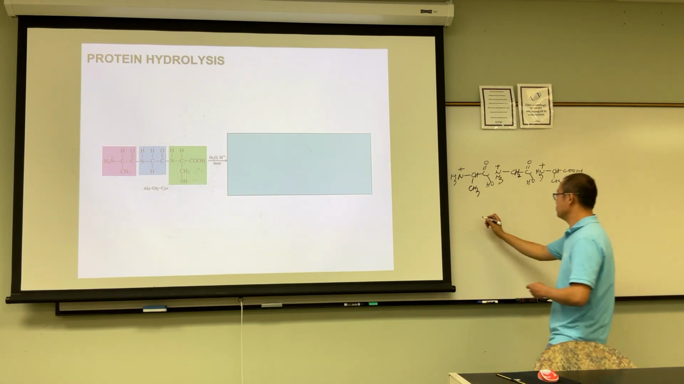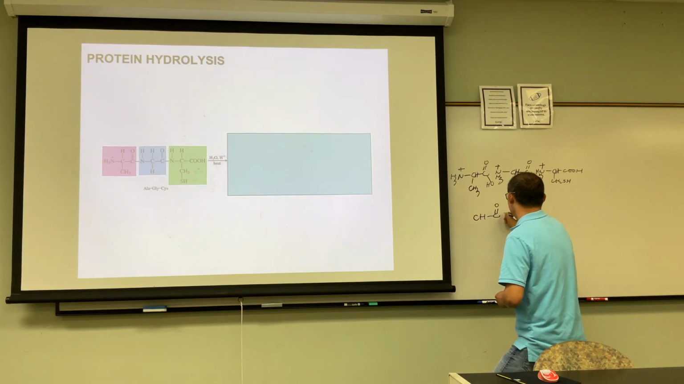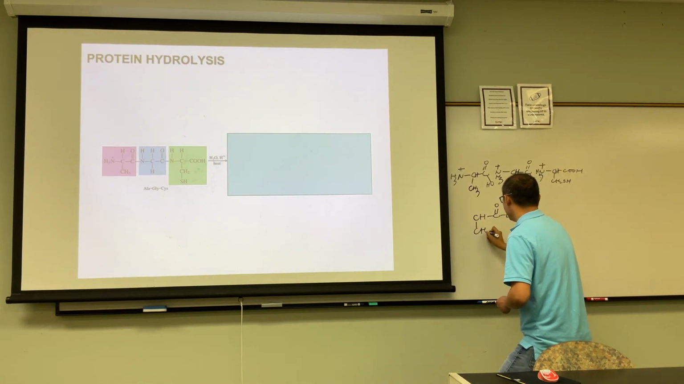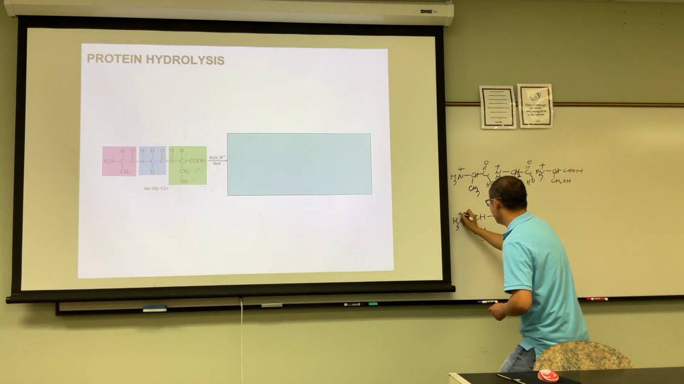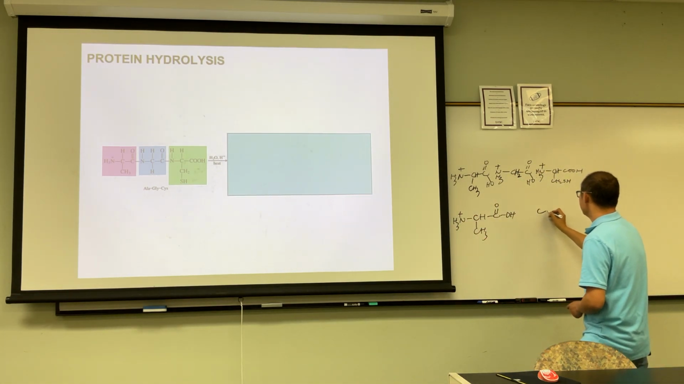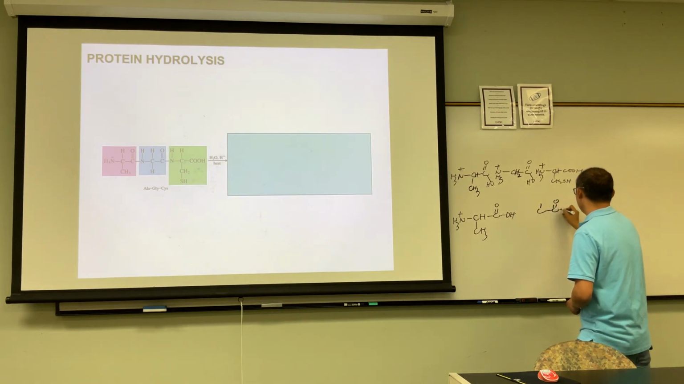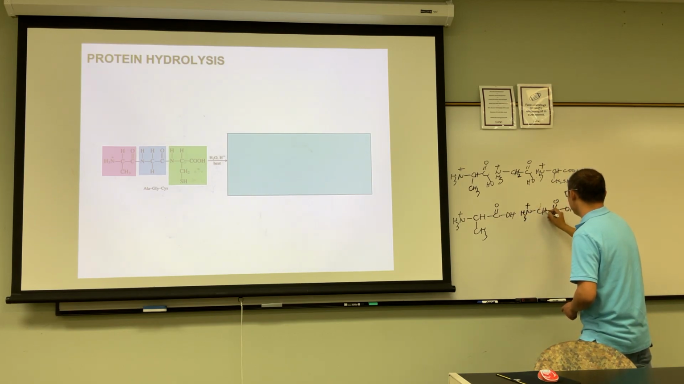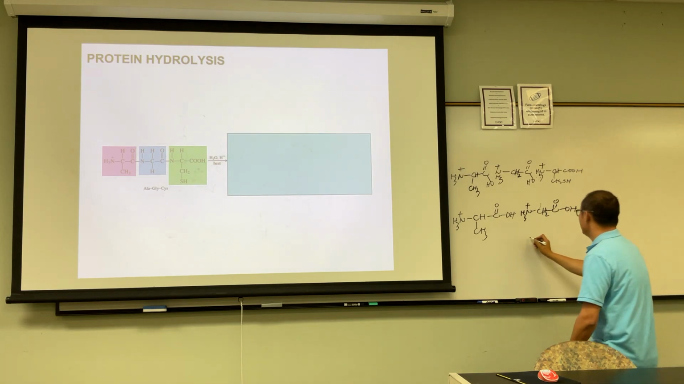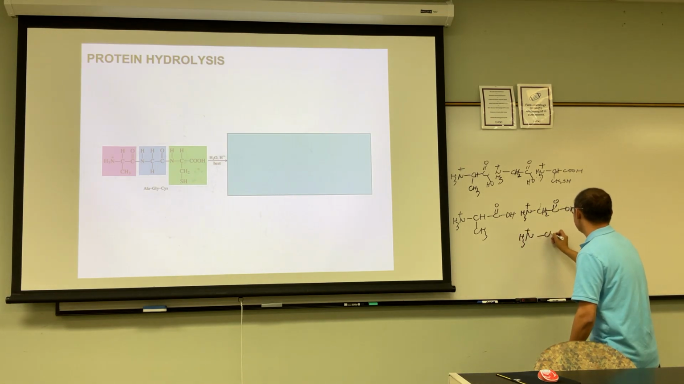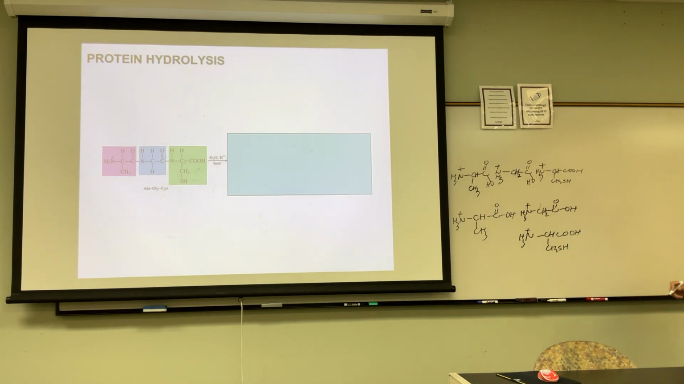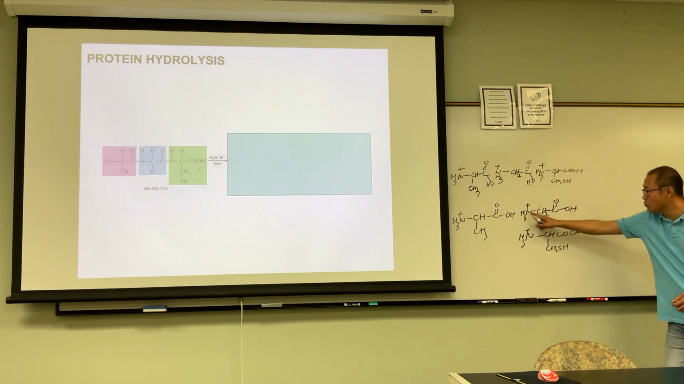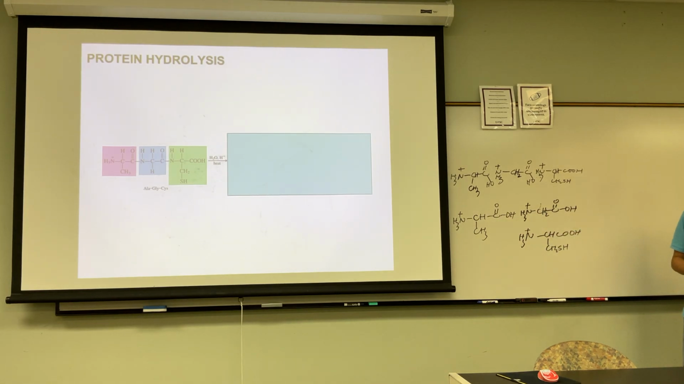So the products are, let me draw it here, CH3, COOH, NH3 plus. This is one of them. Second one, COOH, NH3 plus. This is the second one. This is glycine. And the third one, NH3 plus, CHCOOH, CH2SH. This is the third one. All 3 have COOH, but NH2 will become NH3 plus.